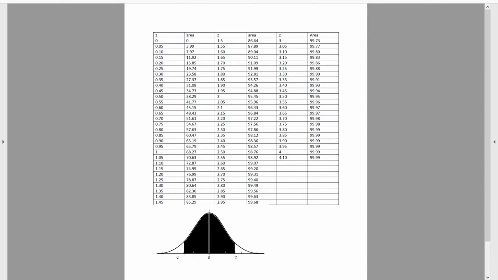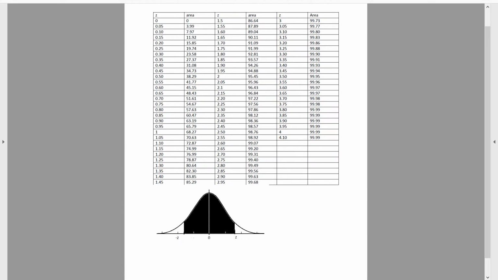Now each normal curve table is a little different. This one is similar to the one in the textbook. To figure out which kind of normal curve table you are looking at, look at the diagram of the normal curve and look at which region is shaded in. This indicates that the area provided in the table is for the area under the normal curve between negative z and z. In our example, z is equal to 1.8 because we're looking for the area between negative 1.8 and 1.8.